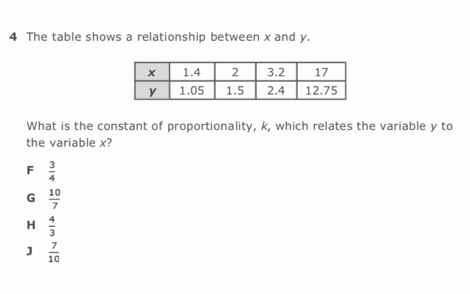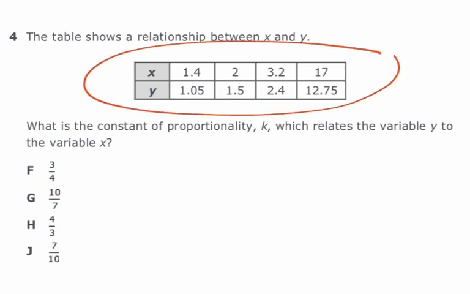The table shows the relationship between x and y. What is the constant of proportionality, k, which relates the variable y to the variable x? So we're just going to look at this table here, and it's kind of tricky, but we need to figure out what the relationship is, the constant of proportionality, between the x and the y.